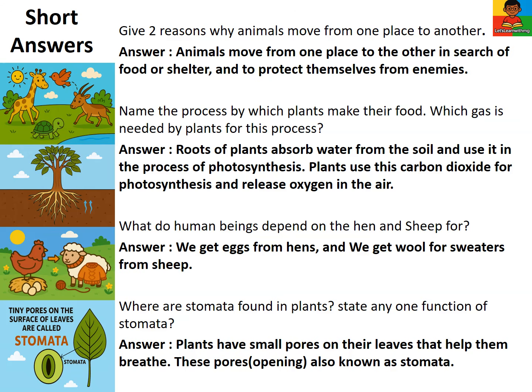What do human beings depend on the hen and sheep for? We get eggs from hens and wool for sweaters from sheep. Where are stomata found in plants? State any one function of stomata. Plants have small pores on their leaves called stomata, which help them breathe.